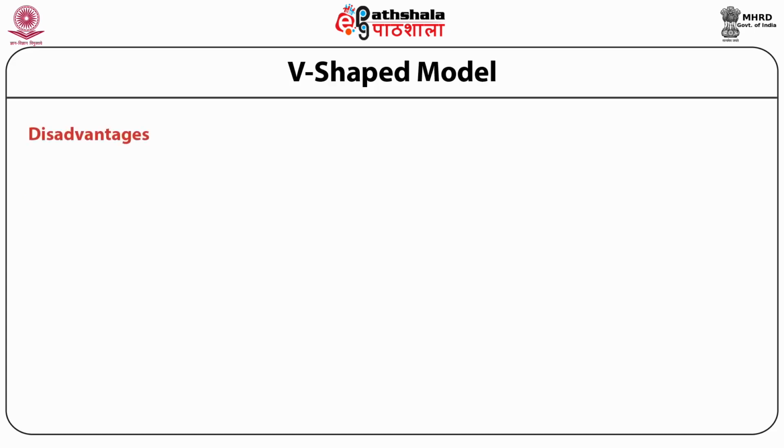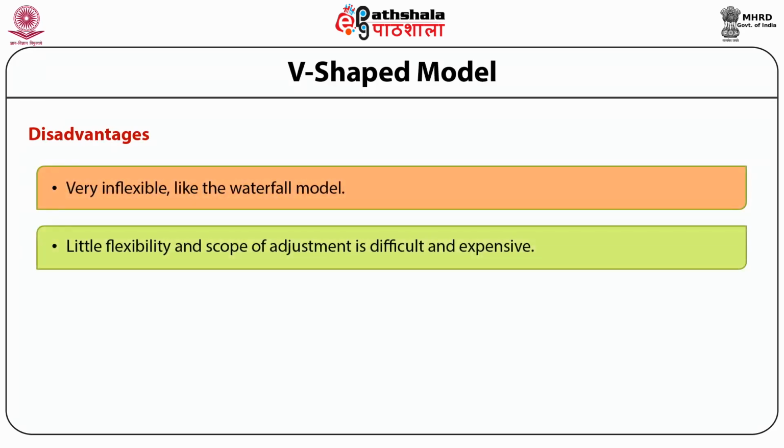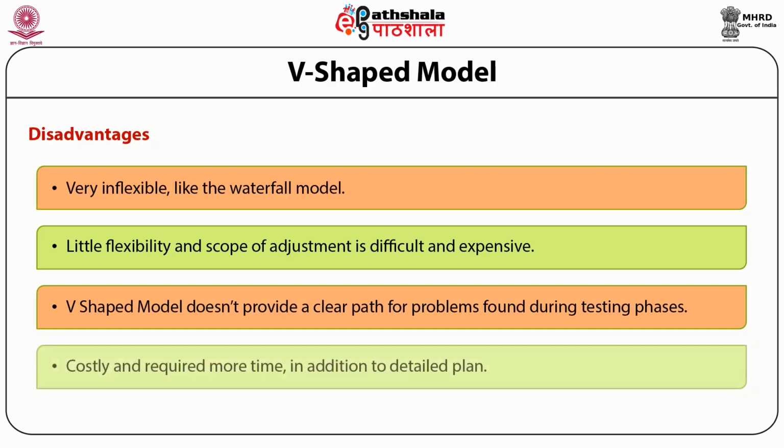Let's come to the disadvantages of the V-shaped model. It's very inflexible, like the waterfall model. Little flexibility, and scope of adjustment is difficult and very expensive. The V-shaped model doesn't provide a clear path for problems found during the testing phase. It is costly and requires more time in addition to a detailed plan.